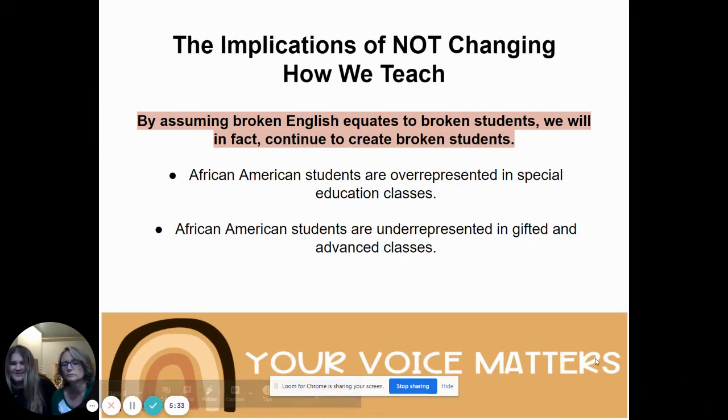What are the implications if teachers do not change the way that they teach? Well, if teachers don't have an open mind and approach student learning, believing that they can be successful and that we can take what they already know and provide supports, then we're not going to see changes. Specifically, we're going to keep getting what we've always gotten. And right now, African American students are overrepresented in special education classes. And unfortunately, they are underrepresented in gifted and advanced classes.